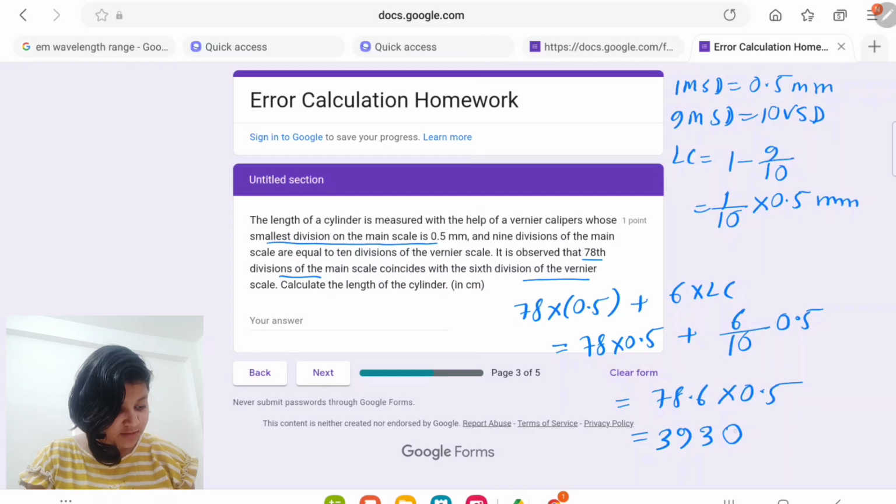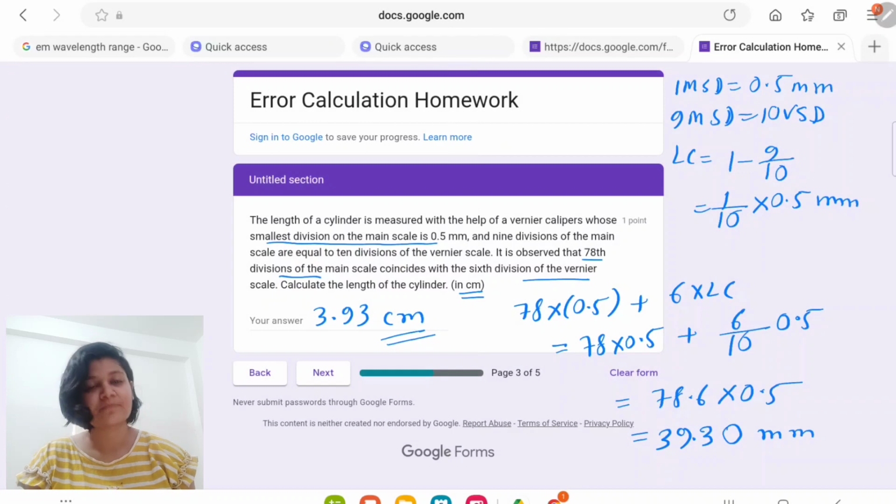0.3439, and here will be the decimal. So this much millimeter, but the answer they are asking in centimeter. So this is the correct answer.